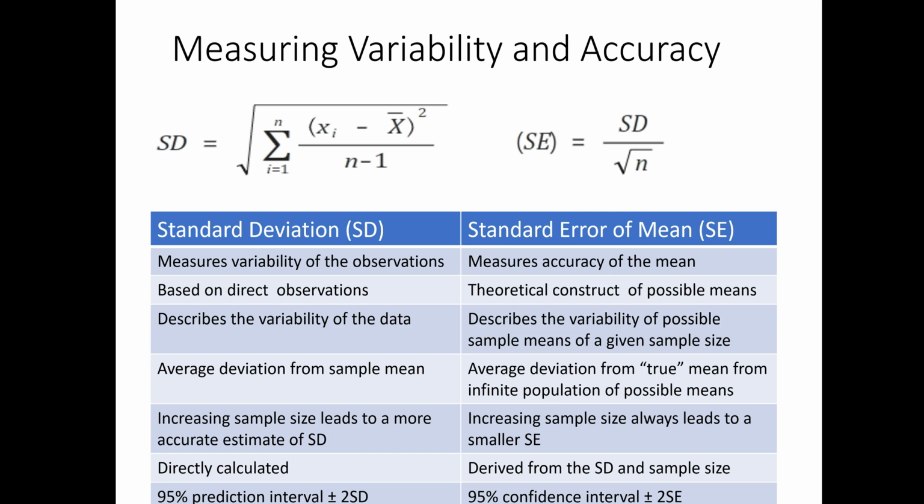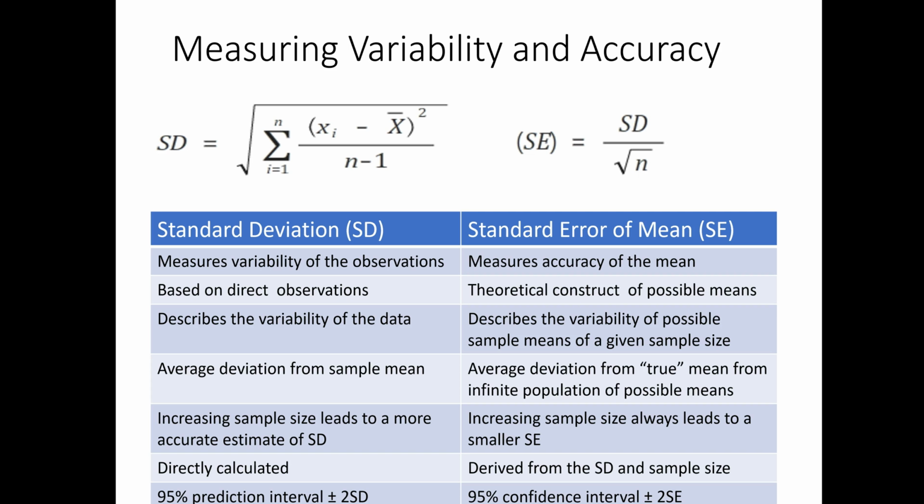Increasing sample size leads to a more accurate estimate of the standard deviation. It doesn't necessarily lead to a smaller one or a bigger one, it's just more accurate. If you look at 100 observations, you're going to have a better idea of what the variability is than if you just look at 5.